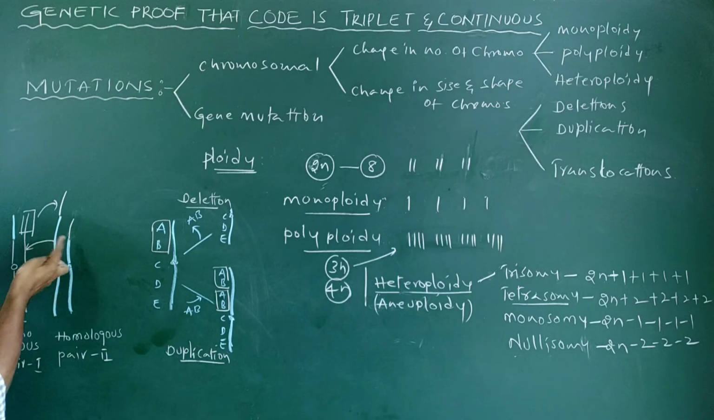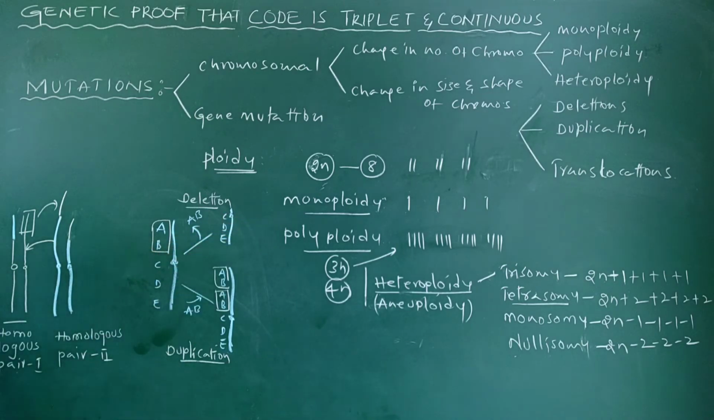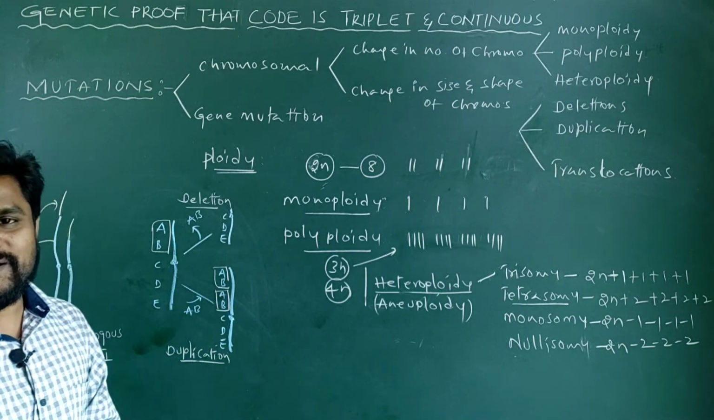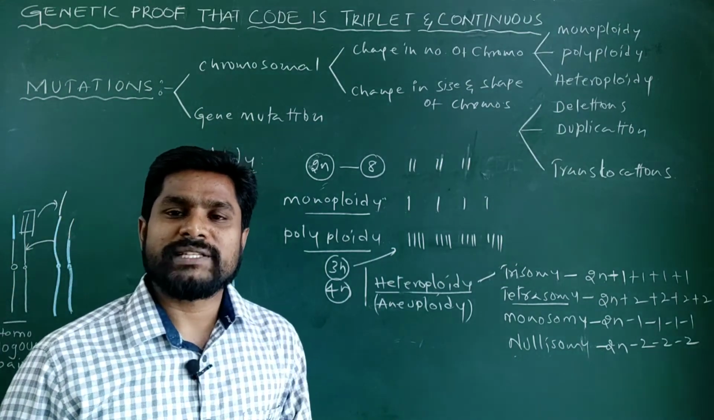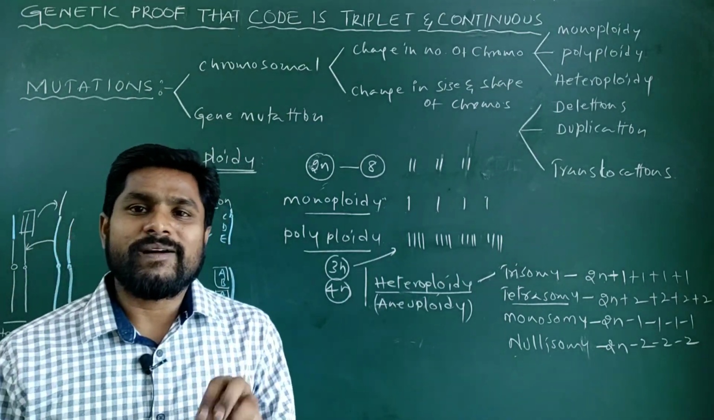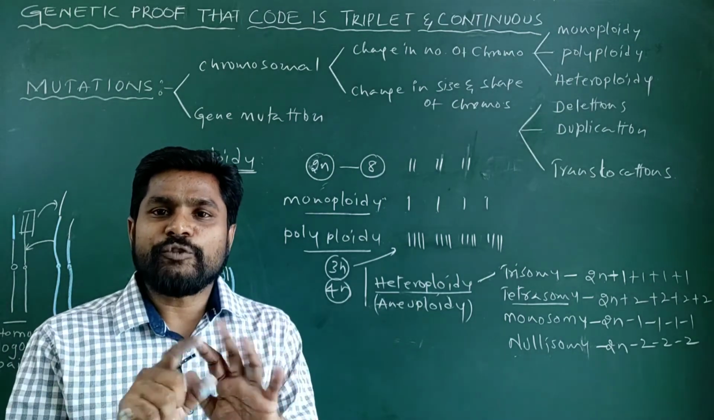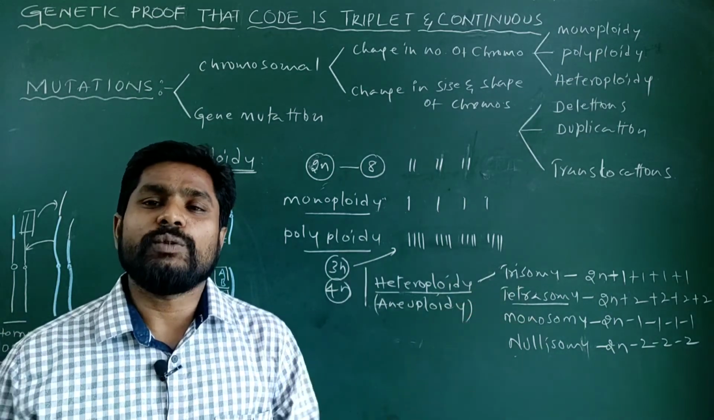What is happening here? Reciprocal exchange of chromosomal segments between non-homologous chromosomes, which we call translocation. Here there is a slight difference between translocation and crossing over. In crossing over, what happens? The exchange of chromosomal segments within the homologous chromosomal pair. But in the case of translocation, the exchange of chromosomal segments occurs between non-homologous chromosomes.